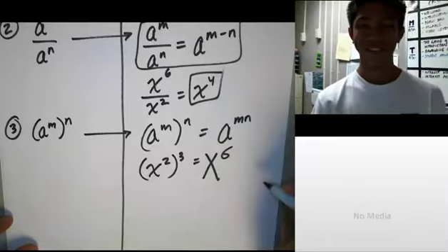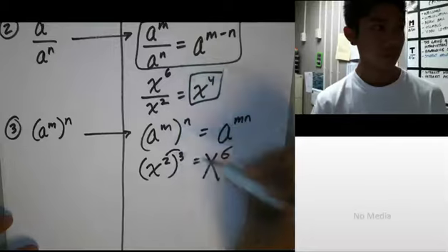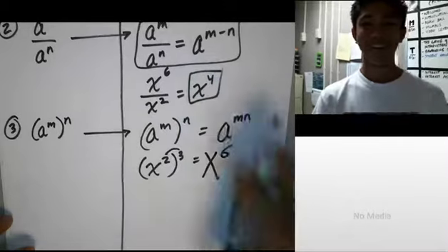Good. X to the 6th. How did you get x to the 6th? I multiplied 2 or 3 by the 2. Perfect. All right, everybody give Aiden a round of applause.